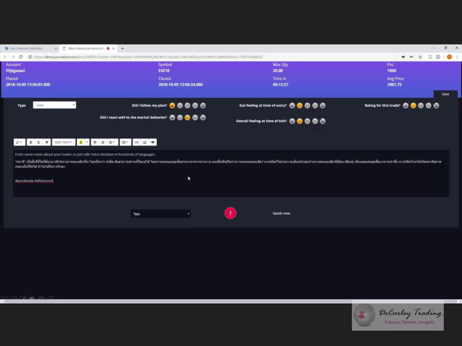Now there's 2 ways to enter notes. You can type the notes or you can talk. Now we do support over 130 language variants: English UK, English American, Japanese, Chinese. You can see this is Thai here.